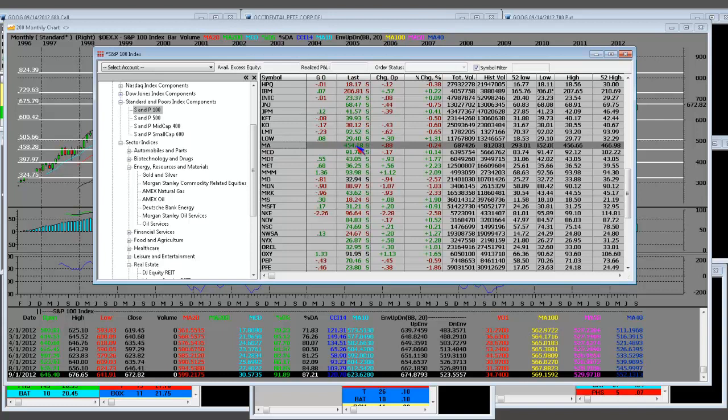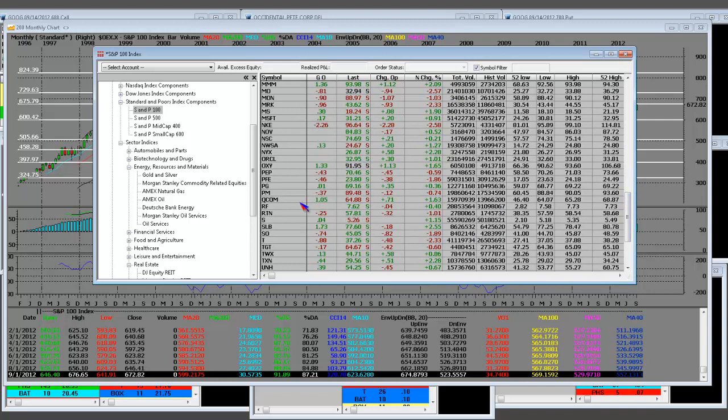MasterCard's in here. We trade that all the time. So this is part of this S&P 100 index. Qualcomm, well, it does well at times. It's a semiconductor stock, has chips. There's some defensive names in here. You got Target in here. This thing has performed well.